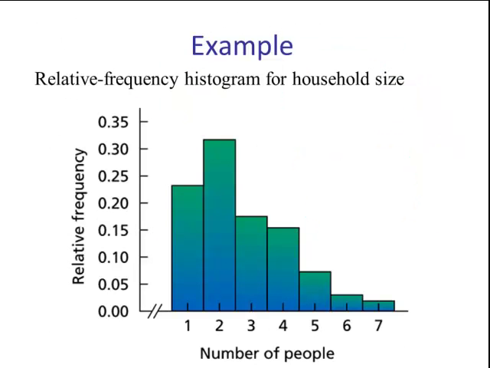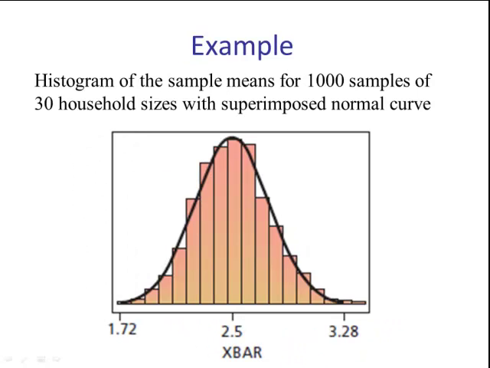Let's look at another example. This is the relative frequency histogram for household size. So here, this is what we would call skew right. Here's the number of people, so we have 1, 2, 3 to 7. Now this is the histogram for the sample means for 1,000 samples of size 30, and it's superimposed with the normal curve. So even though the original population was skew right, the distribution of the sample means becomes normal.